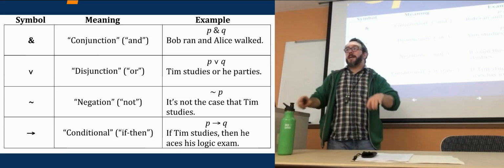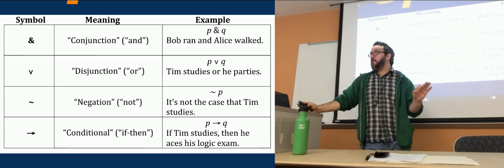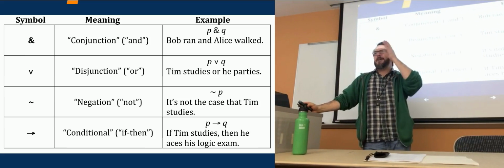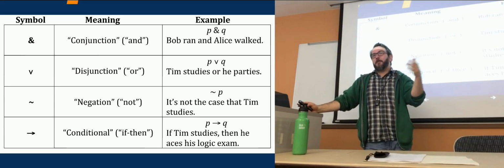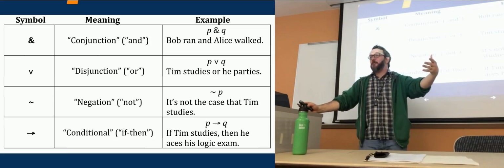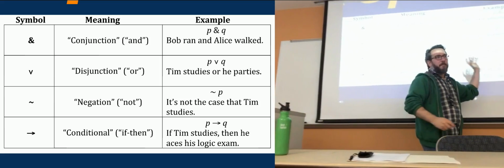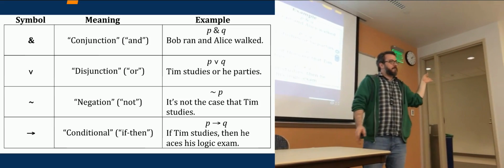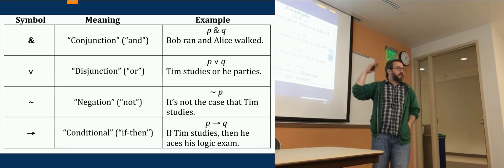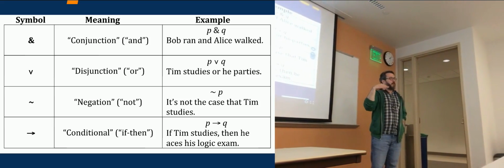Bob ran, on the other hand, is a complete freestanding proposition. Bob ran is the sort of thing that can be true or false. What would make it true? What would make it true is if Bob ran, then Bob ran is true. If Bob didn't run, then Bob ran is false. Same with Alice walked. Freestanding proposition all on its own.